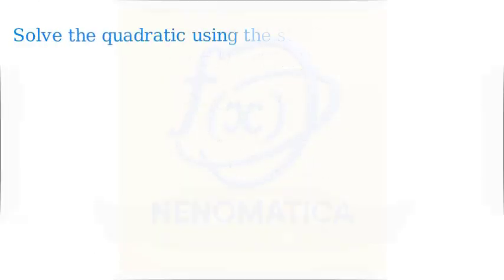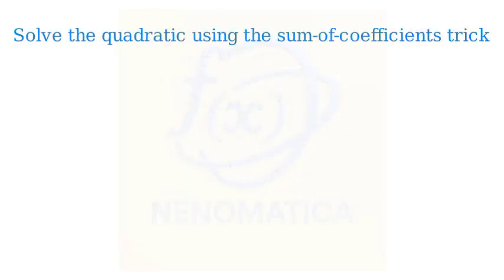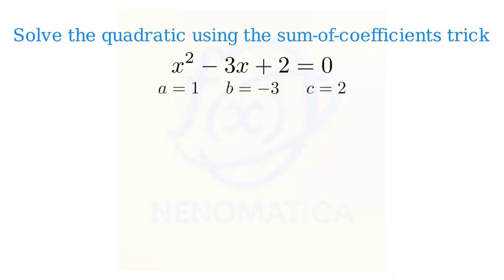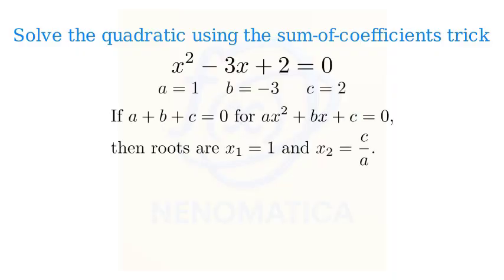In this example, we will solve a quadratic equation using a special coefficient sum trick. Here is the problem. First, identify the coefficients. We have a equals 1, b equals negative 3, and c equals 2. Now, check the special condition. If a plus b plus c equals 0, then there is a quick way to get the roots. Compute 1 plus negative 3 plus 2. That equals 0. So the condition holds.